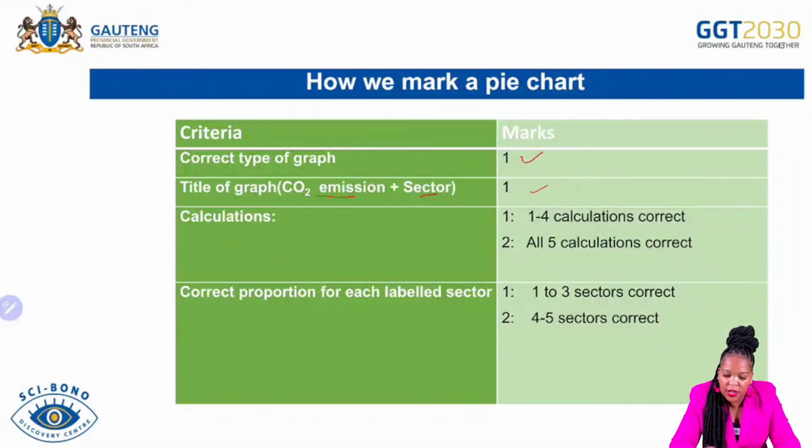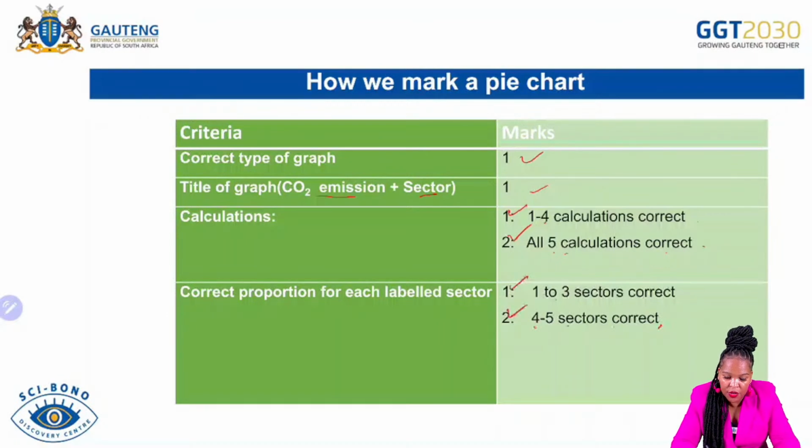Then for all your calculations, if 1 to 4 of your calculations are correct, you are going to get 1 mark. If all 5 calculations are correct, you are going to get 2 marks. And then the correct proportion for each labeled sector. You are going to get 1 mark if 1 to 3 sectors are correct. But if 4 to 5 sectors are correct, then you are going to get your full 2 marks.